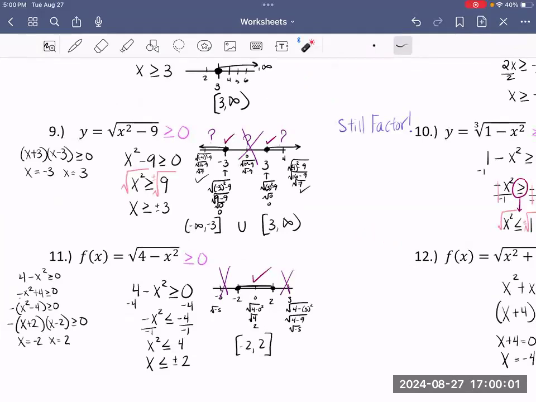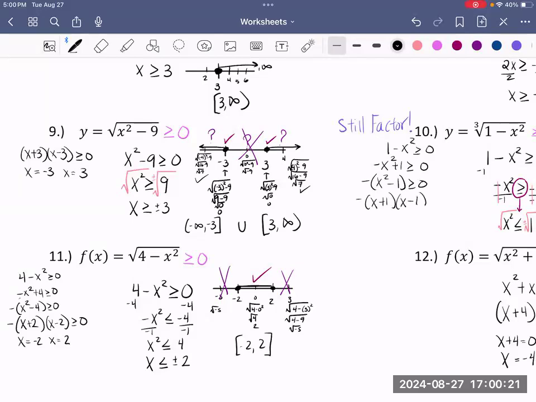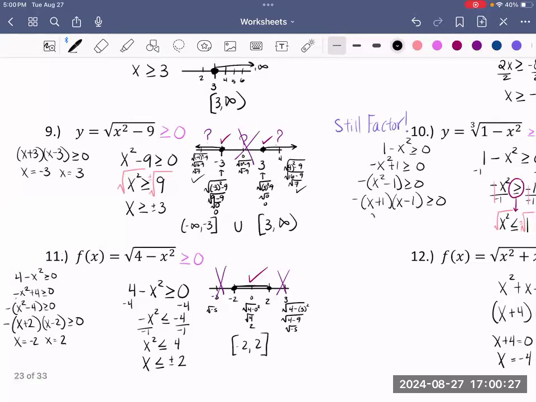Try the same with factoring with number 10. So you have 1 minus x squared is greater than or equal to x. Negative x squared plus 1 is greater than or equal to x. Factoring out that negative, switching that sign, and then factoring with the difference of squares. If you don't know how to factor with difference of squares, please see the factoring lecture or the video.